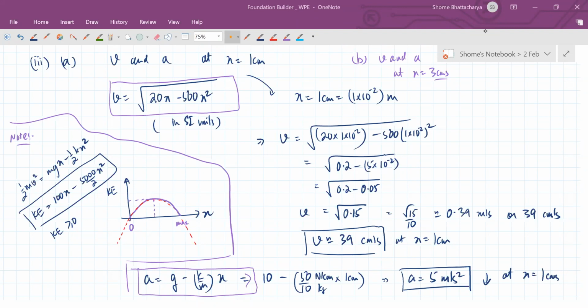So every time it's going down through 1 centimeter, its speed will be that much, 0.39 meters per second. Then on its way up again, it will be upwards, with the same speed. But the acceleration has a fixed value in both magnitude and direction. So at 1 centimeter, it is 5 meters per second square downwards. And later, when it is at 3 centimeter displacement, it's going to have the same value, 5 meters per second square, same magnitude, but direction opposite. So same speed, but opposite acceleration of 5 meters per second square.